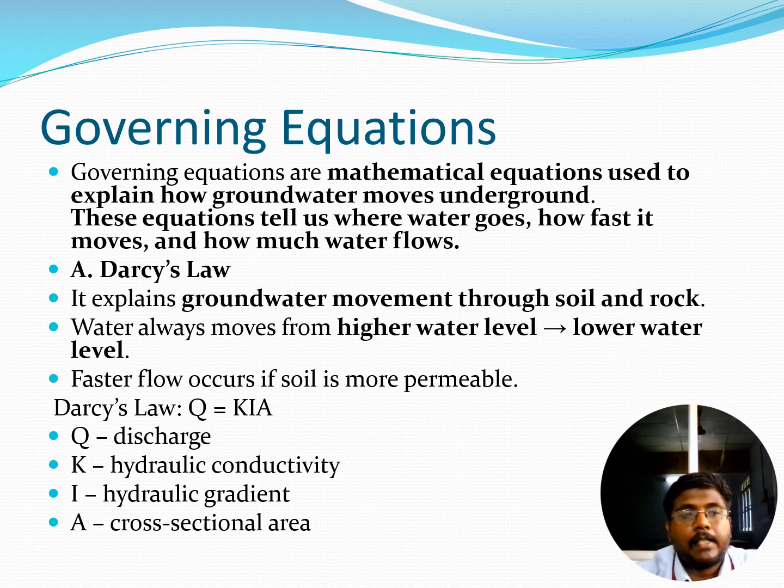Darcy's law says that, like electricity flows from high to low voltage, water flows underground from the area of high hydraulic head to the area of low hydraulic head. Therefore, it depends directly on how easily water can move through the soil. The direct formula calculated with the help of Darcy's law is Q equals KIA, where Q is the discharge, K is the hydraulic conductivity, I is the hydraulic gradient, and A is the cross-sectional area.